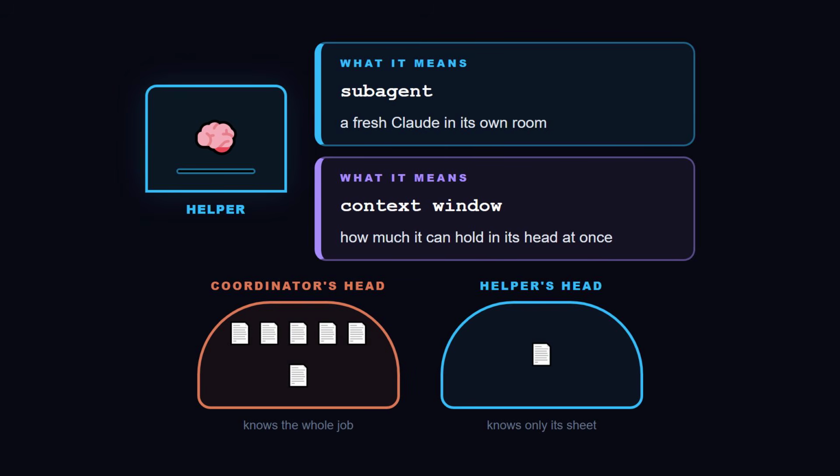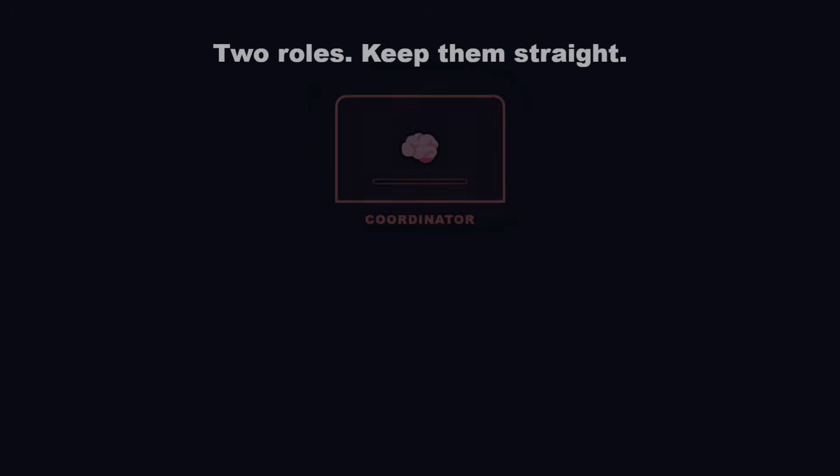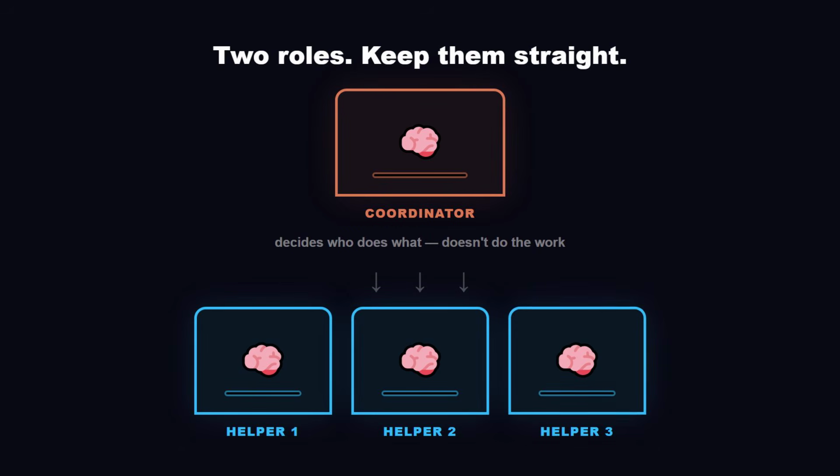In the docs, that memory is called a context window. Just think of it as how much it can hold in its head at once. Fresh room, fresh head, knows nothing. And the first person, the one handing out the work, that one has a name too, the coordinator. It doesn't do the work, it decides who does.